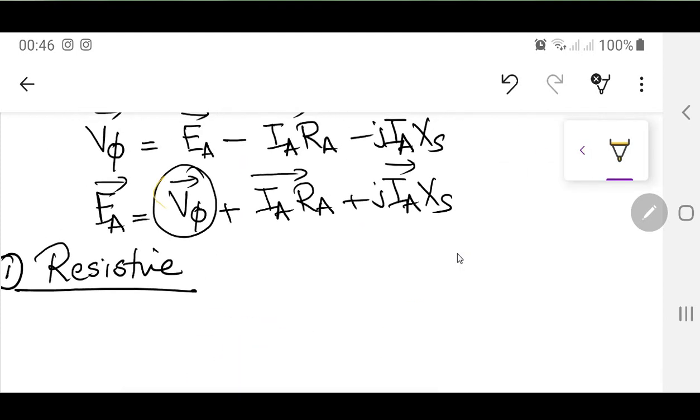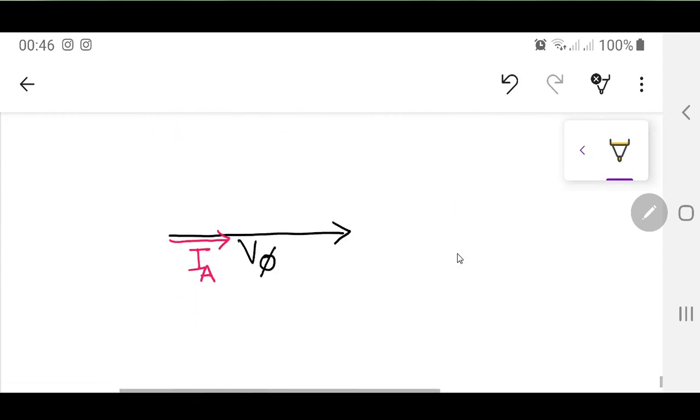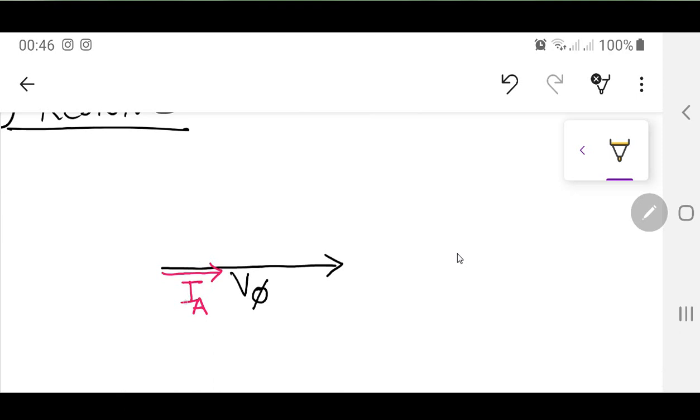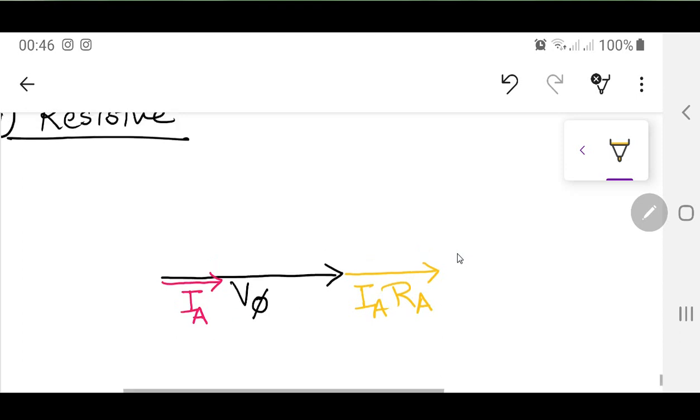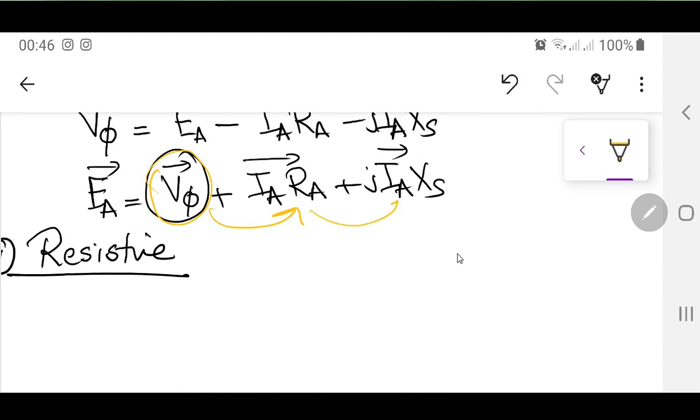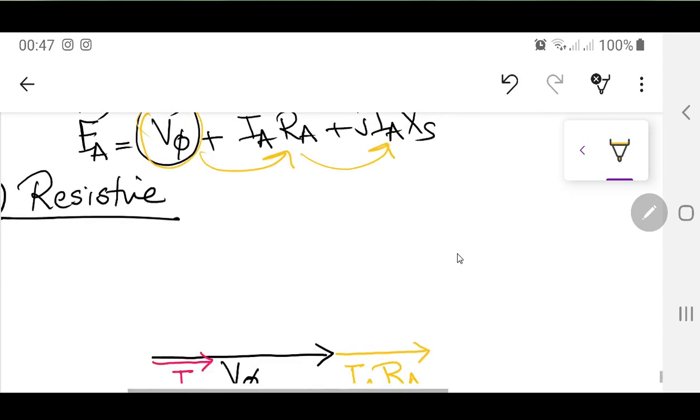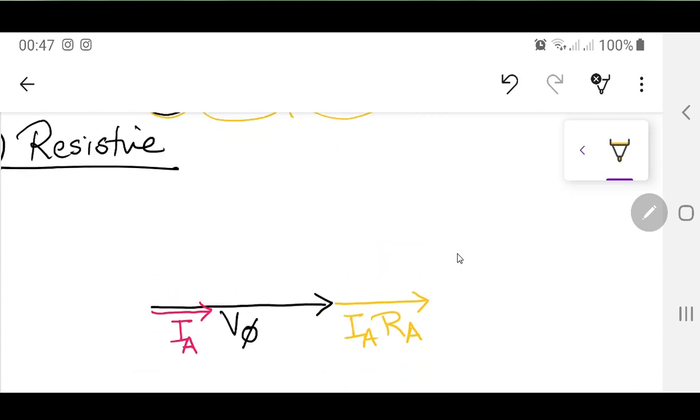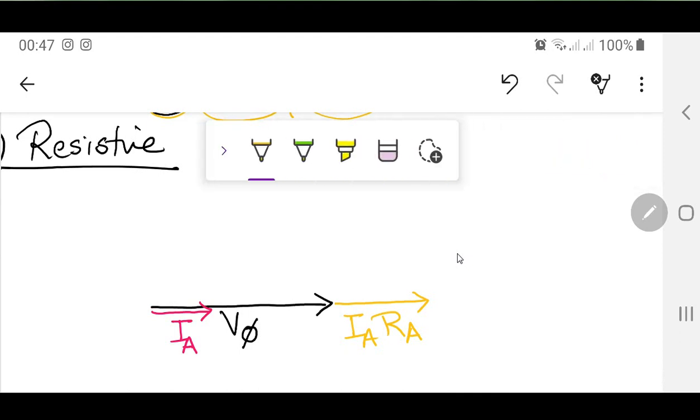The next vector to be added, if you see this equation of V phase, is IARA. Since I know this is IA, the next vector is just head-to-tail rule addition. So this is IARA, like this. What I have done is V phase plus IARA. What is the next vector? The next vector is JIAXS. Now J means that I have to move it in the positive 90 direction.